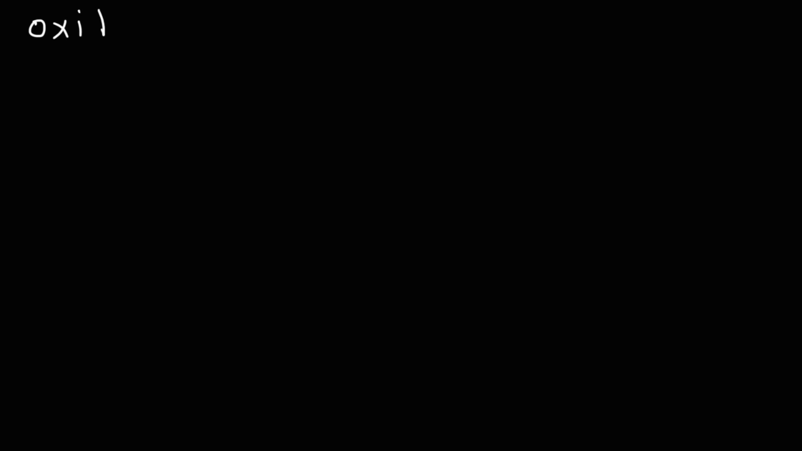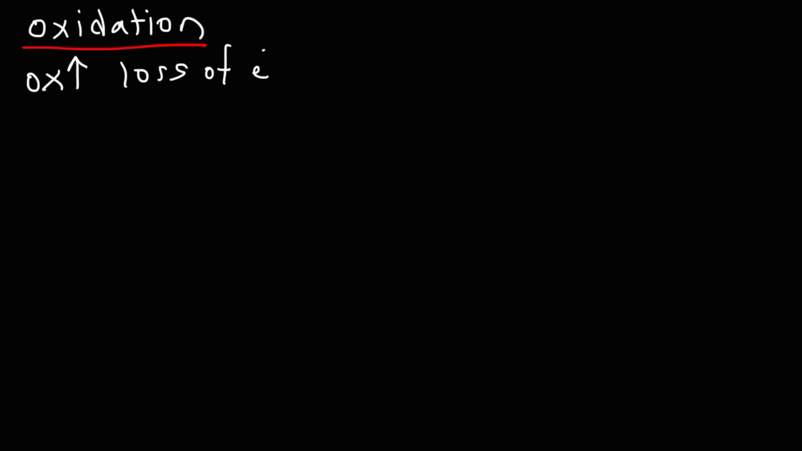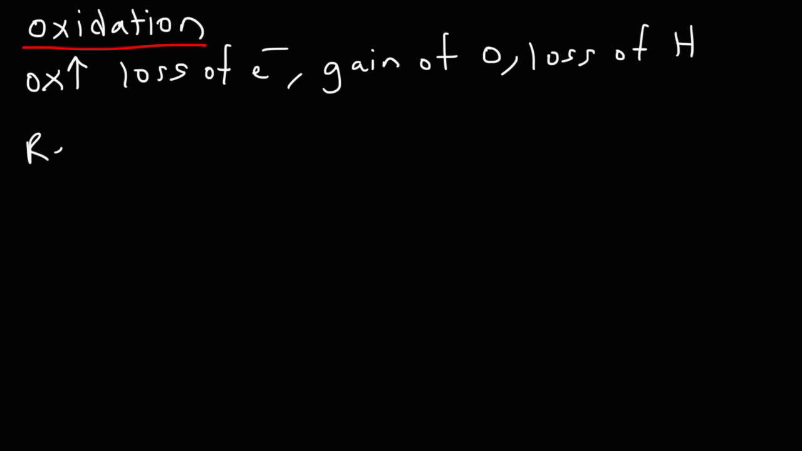So there are four ways in which you could describe an oxidation reaction. Number one, the oxidation state goes up. Number two, you have a loss of electrons. Number three, you have a gain of oxygen atoms, or number four, you have a loss of hydrogen atoms. You could use any one of these four ways to determine if you have an oxidation or a reduction reaction. In a reduction reaction, the reverse is true.